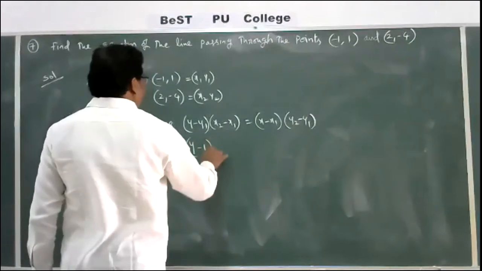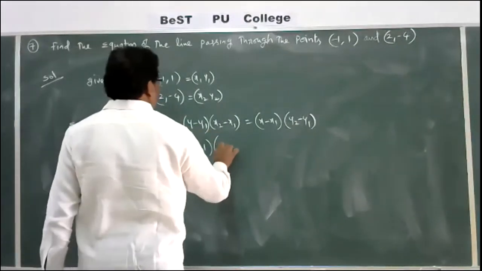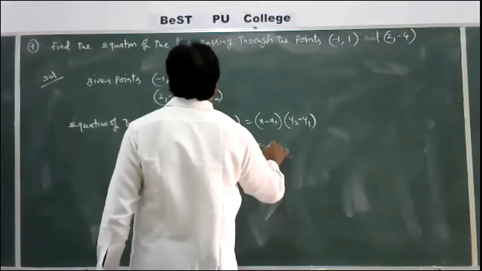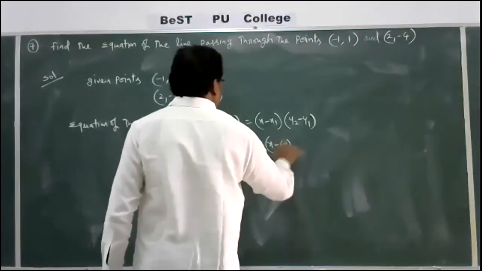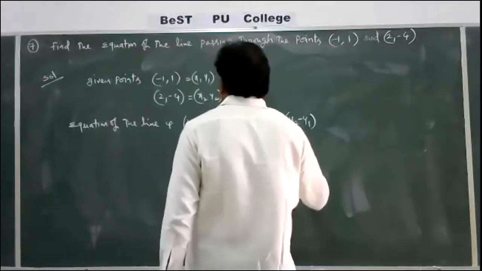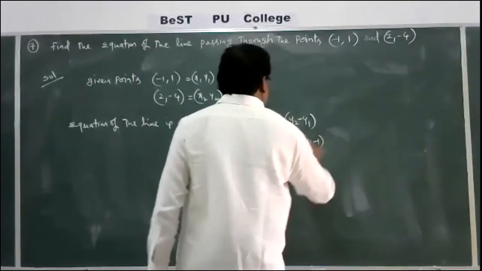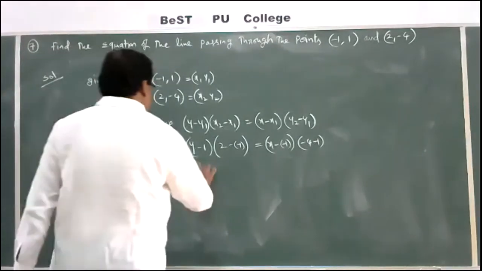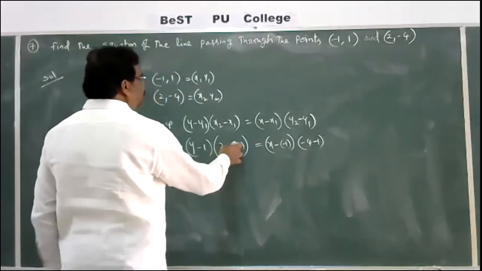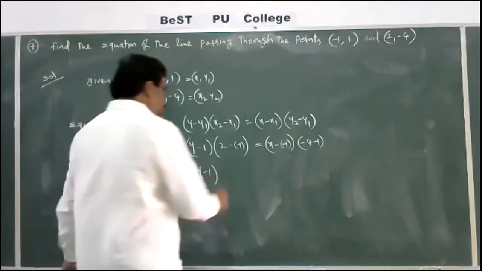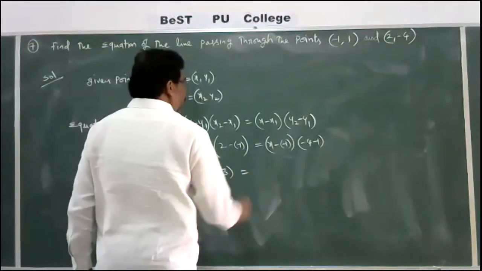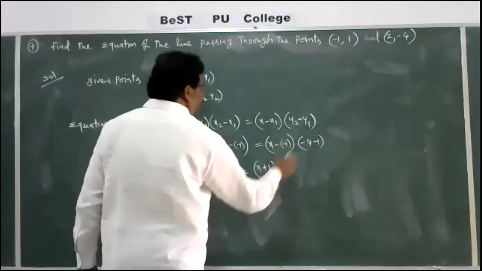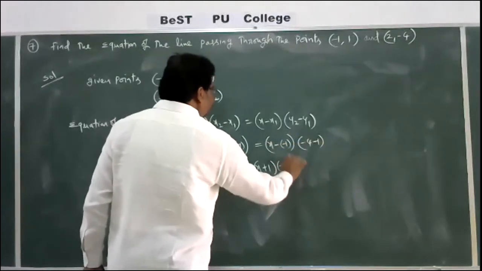That is y minus 1 into x2 minus x1, which means 2 minus of minus 1, is equal to x minus x1, that is x minus of minus 1, into y2 minus y1, that is minus 4 minus 1. So this is y minus 1 into 3, that is equal to x plus 1 into minus 5.